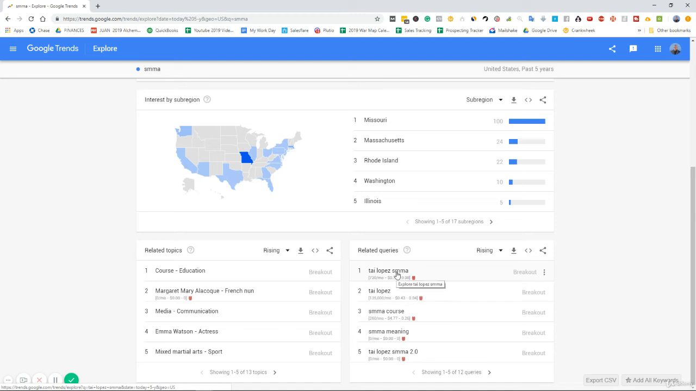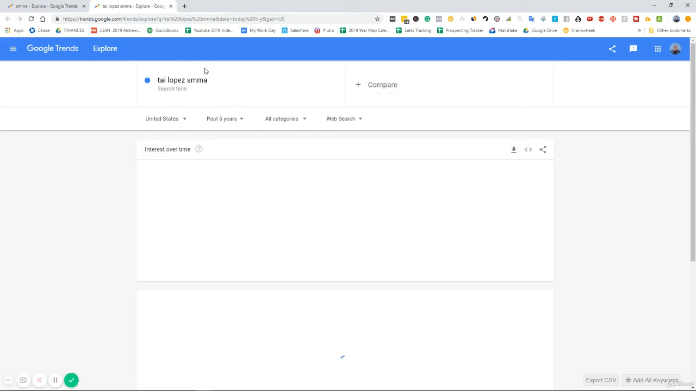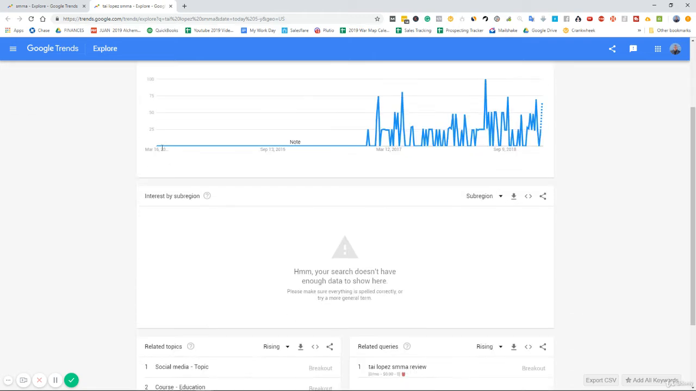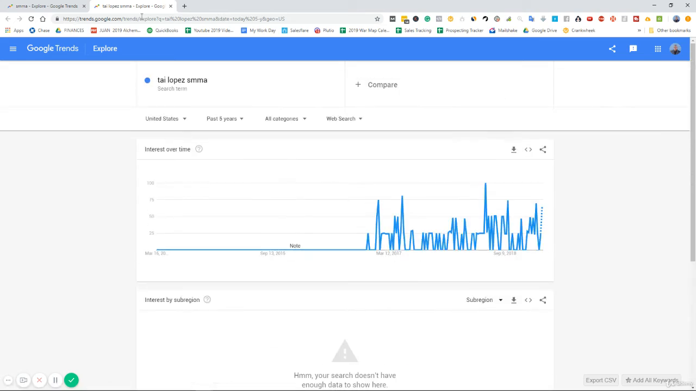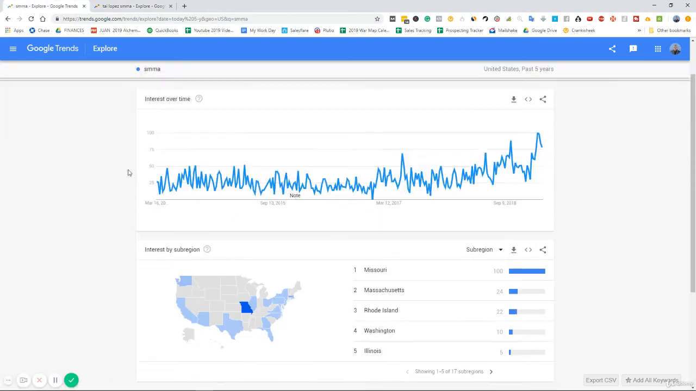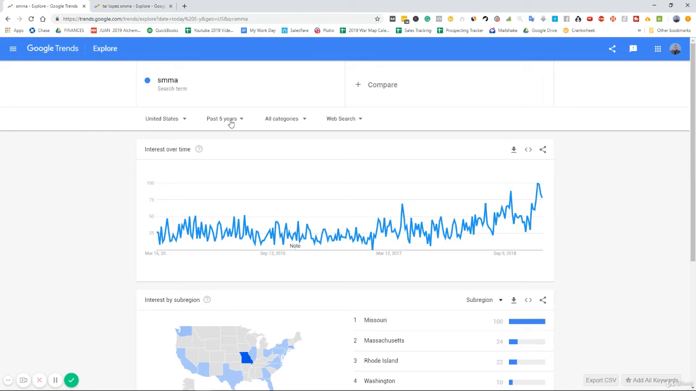So if we wanted to go a little deeper here and look at Tai Lopez SMMA and some of the additional related keywords, we can look at that here as well. So it looks like there are not very many here as far as the subregion and not very many keywords. So let's break this data down a little further. Let's go to the past 12 months.